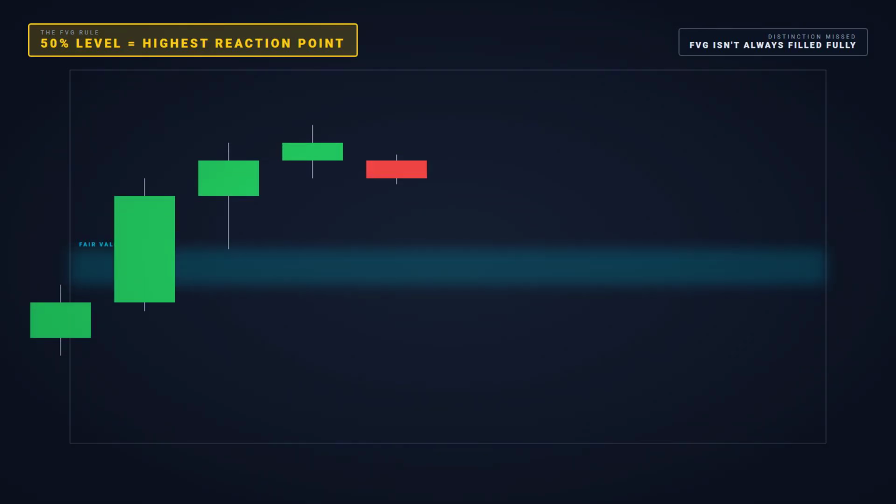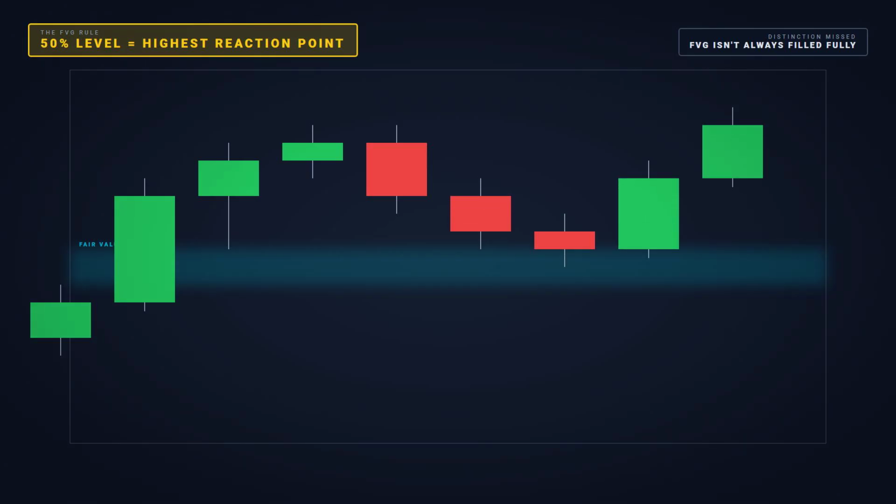The FVG formed because a large one-sided order, an institutional order, pushed price through that zone without resistance. The speed of the move means the orders on both sides never met. Unfilled orders remain inside that zone. When price returns to the FVG, it's returning because those unfilled orders are still there, waiting to be matched. The fill isn't a pattern or a coincidence. It's a mechanical rebalancing, the market completing transactions that were skipped over during the impulse.